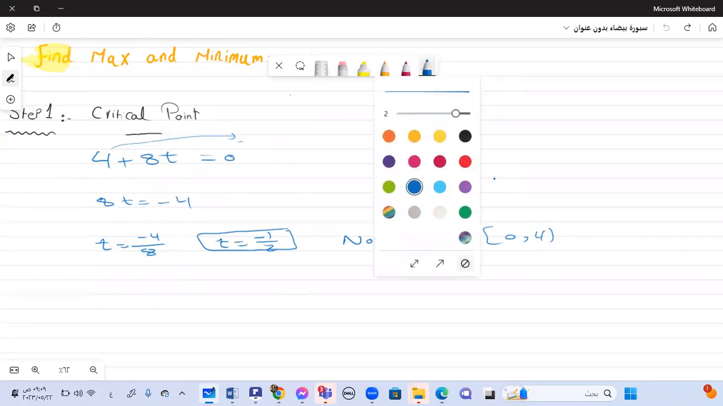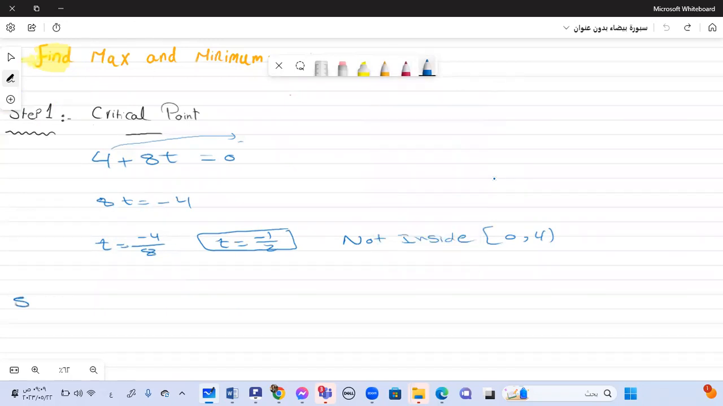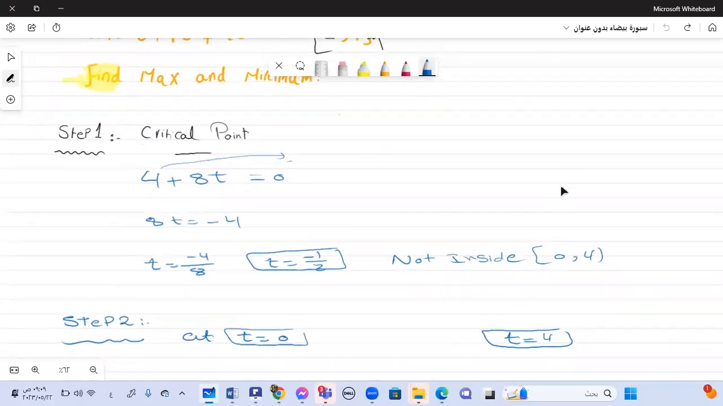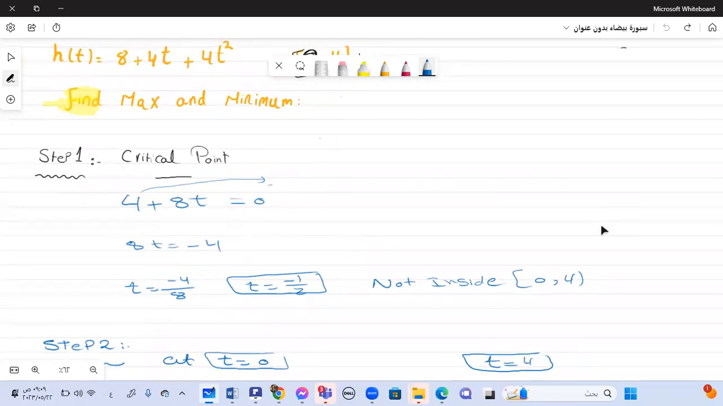Step 2: make substitute. Substitute by what, girls? At t equals 0 and at t equals 4. Substitute in the original equation, not in the derivative. What is the original equation?